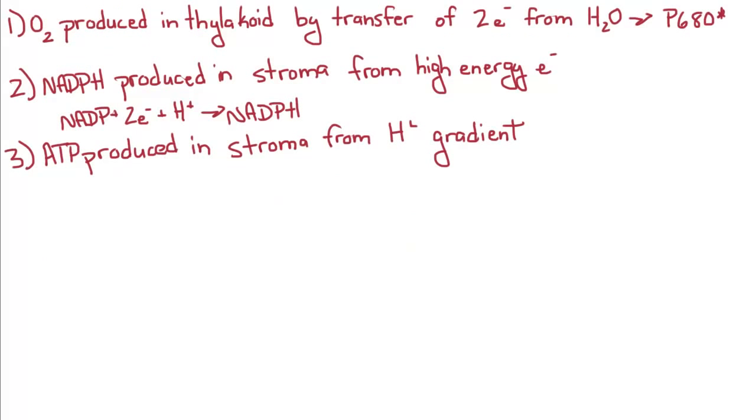So a quick overview of what happens. You've got oxygen produced in the thylakoids by the transfer of two electrons from water to the oxidized form of the chlorophyll A, the P680 molecule. NADPH is produced in the stroma from the high energy electrons being transferred from photosystem 2 to photosystem 1. So you've got your NADP plus two electrons plus a hydrogen ion all come together to form NADPH, and then ATP is produced in the stroma from the hydrogen ion gradient.